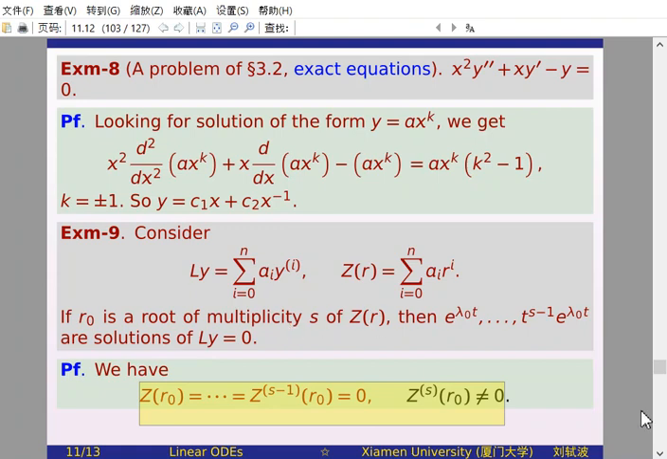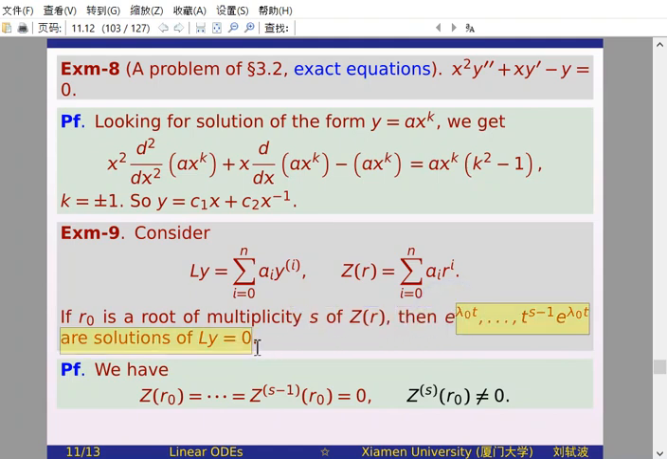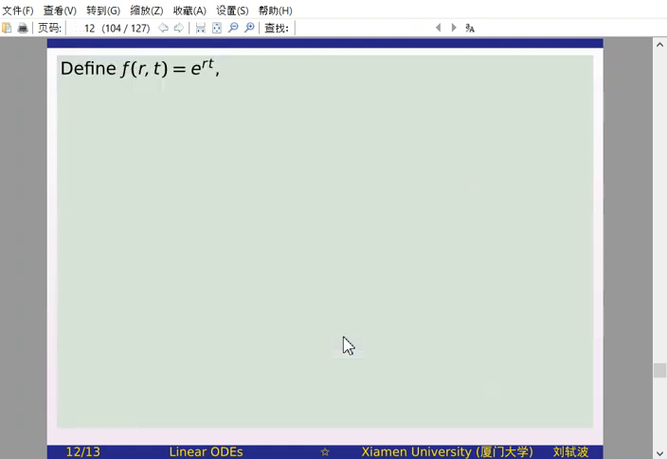Okay. Now, how to prove this result? According to the hints given in the textbook, for convenience, we introduce a two-variable function of r and t. We consider the function exponential of rt. Here r is changing and t is changing. Therefore, this is a function of two variables, so we denote it by f.